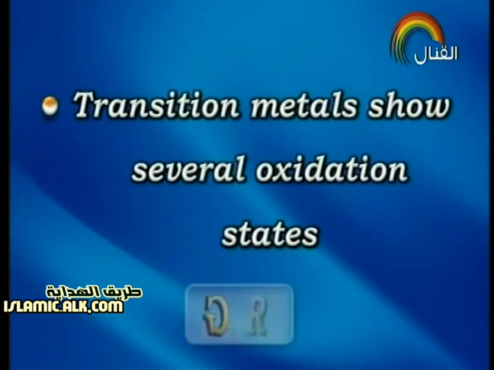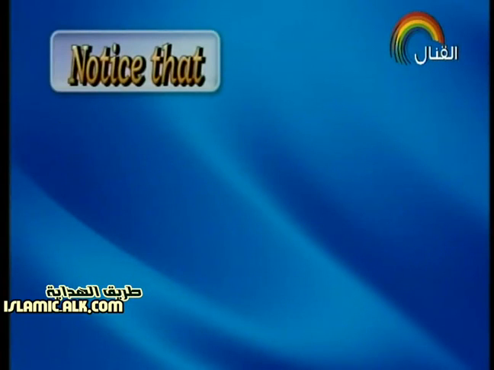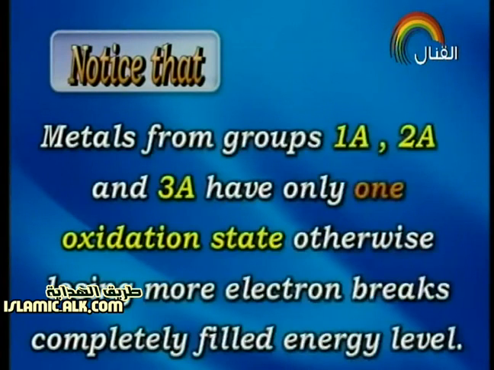Transition metals show several oxidation states. The reason is that their valence electrons are in both the 4s and 3d sublevels, which are near to each other in energy, so they lose electrons from them successively. My dear student, notice that metals from groups 1A, 2A, and 3A have only one oxidation state. Otherwise, losing more electrons breaks a completely filled energy level, which requires a very high amount of energy.